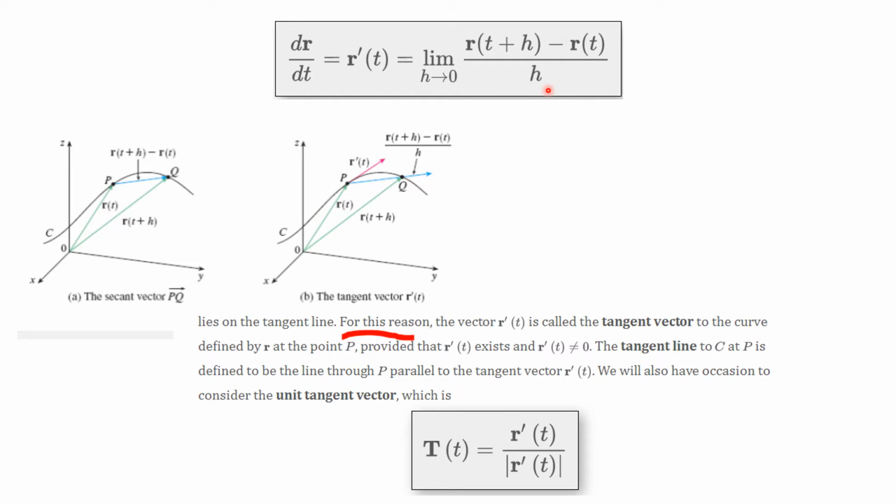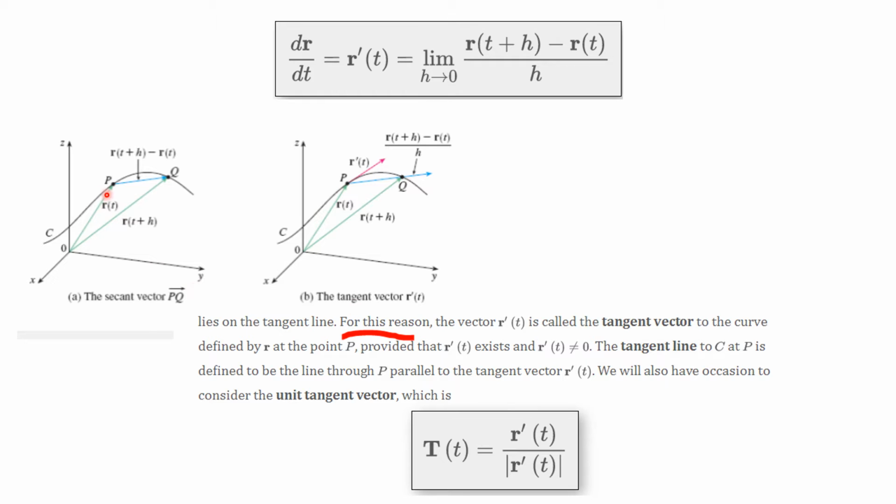And of course, if you picked t to be a specific value, you get a number. So for this reason, the vector r prime of t, it is still a vector, is called the tangent vector to the curve defined by r at the point P, provided that r prime of t exists and r prime of t does not equal 0.